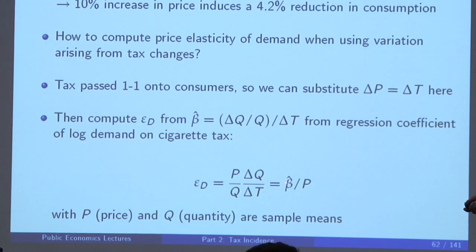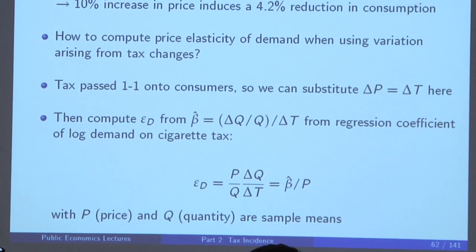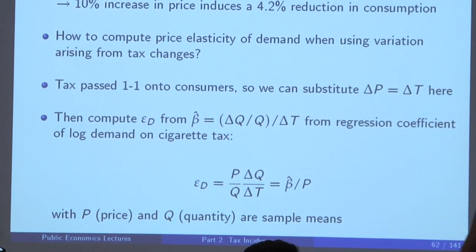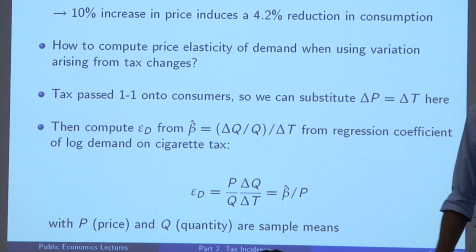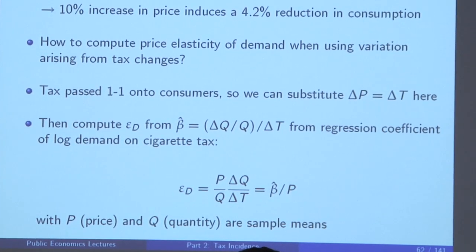And so it follows then immediately that the elasticity is just beta hat over P, where we usually take the price. We evaluate the elasticity at the mean price and the mean quantity in the data, and then I can get this number of 0.42. Okay, so very straightforward when you have the 100% pass-through.